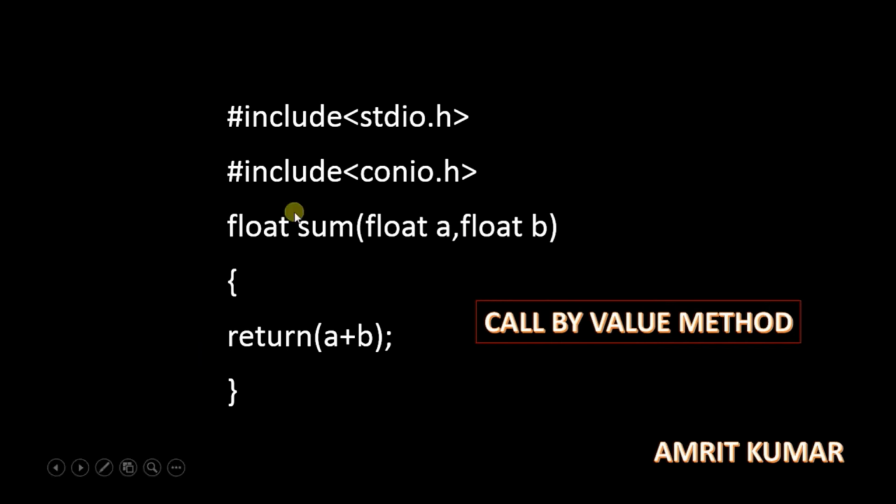Okay, so I am declaring our function whose name is sum, which is passing the two variables, a and b, and this function sum is of type float. So it is going to return us a value of float data type only. Okay, so I am just using the return statement here. So this is the call by value method.